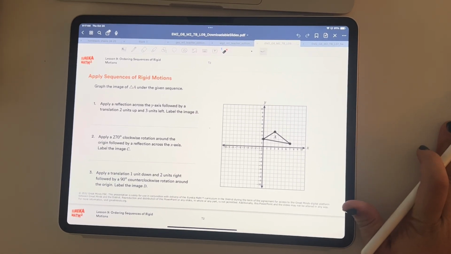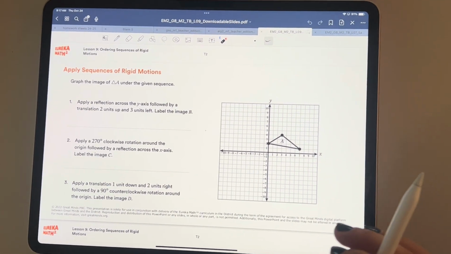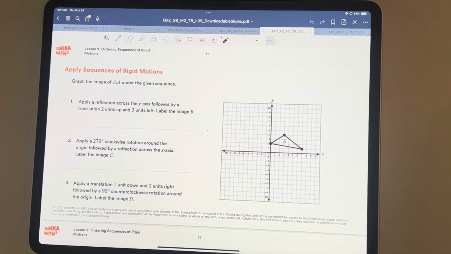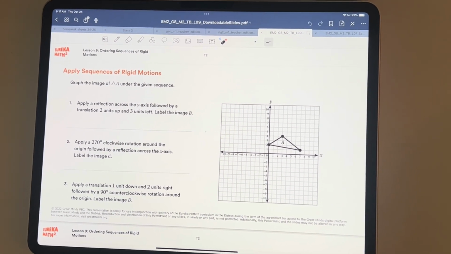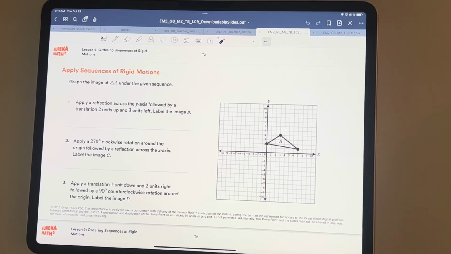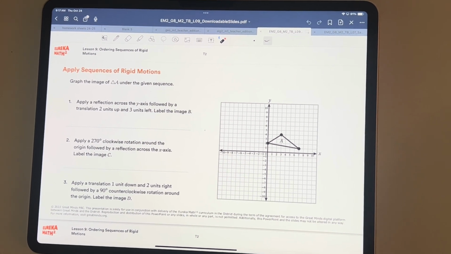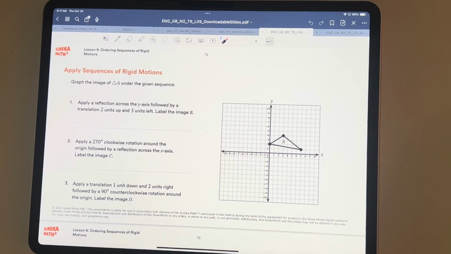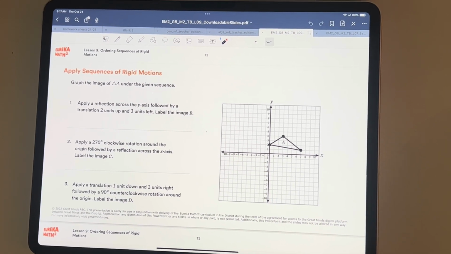When you do this, I want you to do each one individually. Do your reflection, draw out what it looks like as a reflection, and then do your translation afterwards. Does that make sense? For each of these, we should have 2 new triangles.